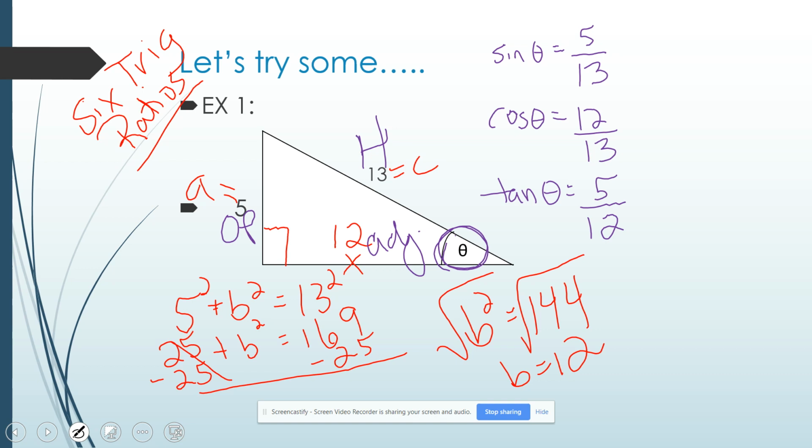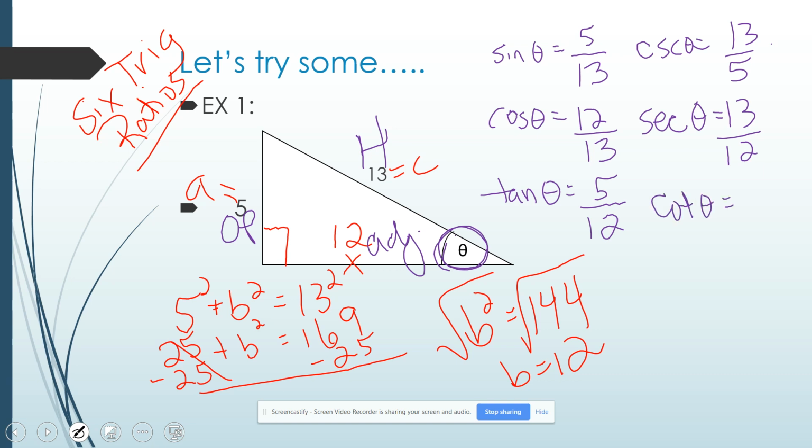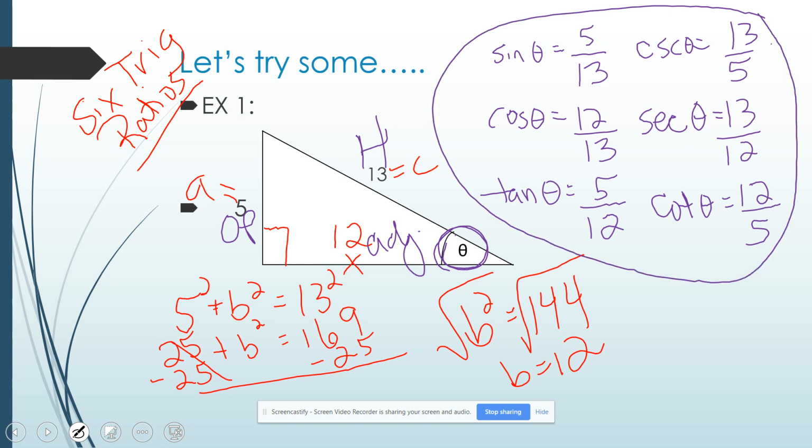Now for our reciprocals, cosecant is the reciprocal or the flip of our sine. So we have 13 over 5. Secant theta is the reciprocal or flip of our cosine. So 13 over 12. And cotangent theta is the reciprocal or flip of our tangent, which is 12/5. And so these are my 6 trig ratios.